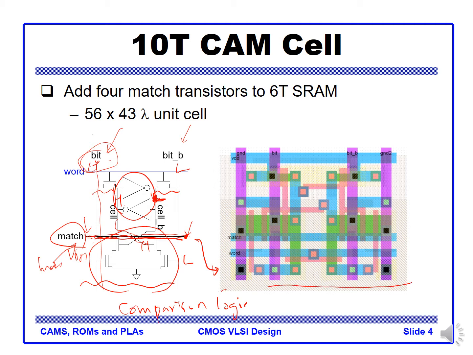This is the typical CAM cell layout, very compact. We have a match line here, an additional match line, right?